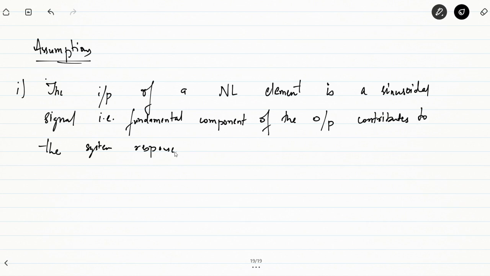This is also understood from linear system behavior that we have already analyzed. Most of the linear systems have low pass filter characteristics. This is something you should remember. Linear systems mostly have low pass filter characteristics, and that means higher order harmonics will be eliminated in the system, and only the lower order harmonics will be playing a role. That's actually the fundamental components of the output that will be contributing to the system response.